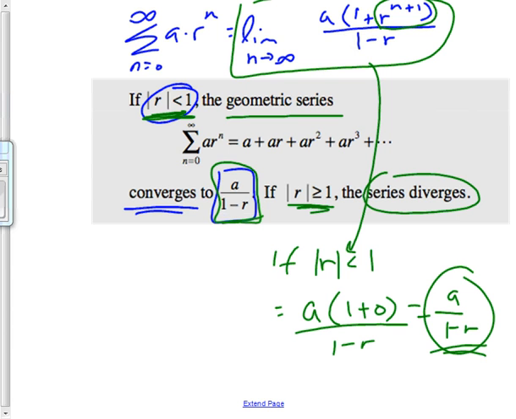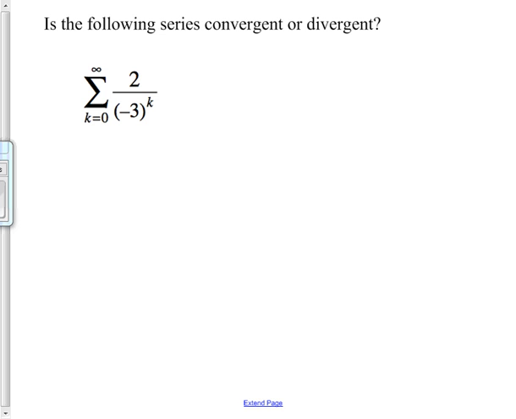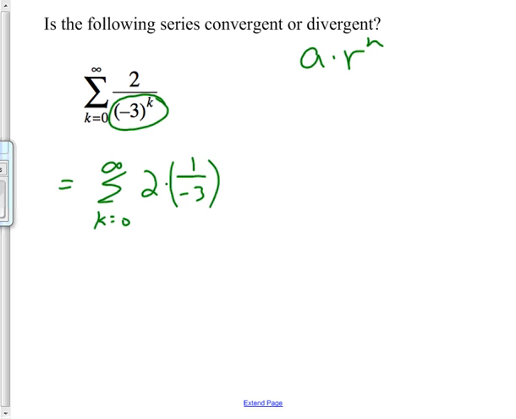Well, how can we use that? Let's think about this. Is the following series convergent or divergent? What we need to do is think about this in terms of a geometric series. We want to get it to look like a times r to the n. It sort of is like that, but we've got this denominator. So we could rewrite this as the sum from k equals 0 to infinity of 2 times 1 over negative 3 to the k.